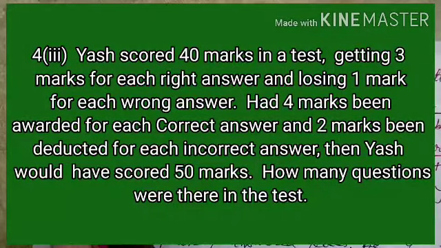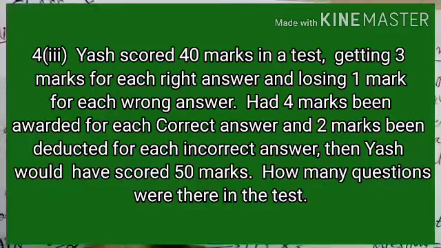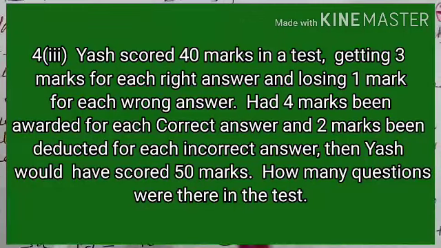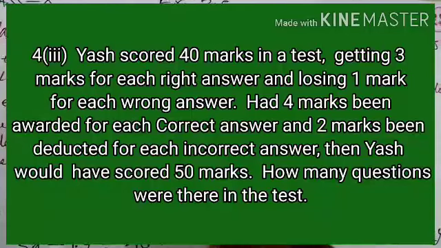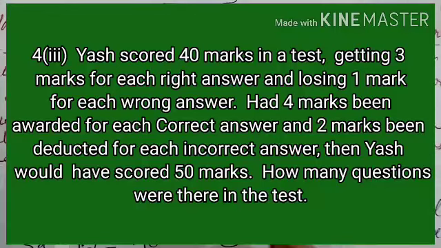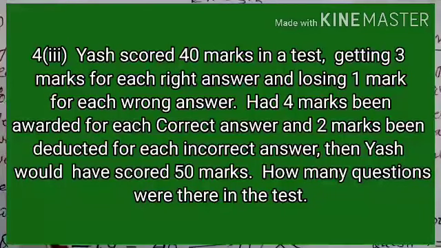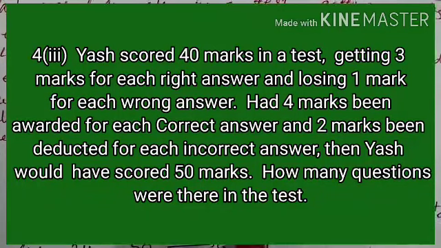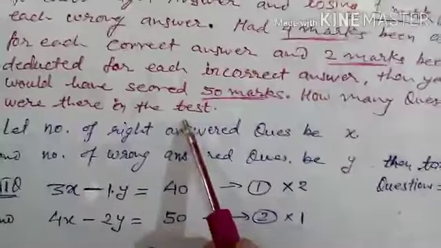Third part of fourth question. Yash scored 40 marks in a test, getting 3 marks for each right answer and losing 1 mark for each wrong answer. Had 4 marks been awarded for each correct answer and 2 marks been deducted for each incorrect answer, then Yash scored 50 marks. How many questions were there in the test?